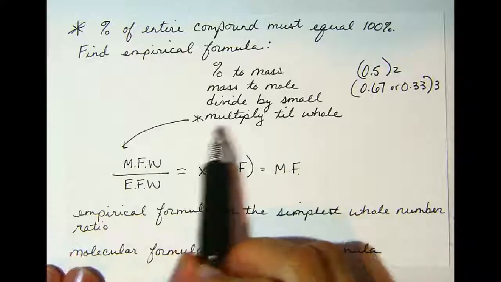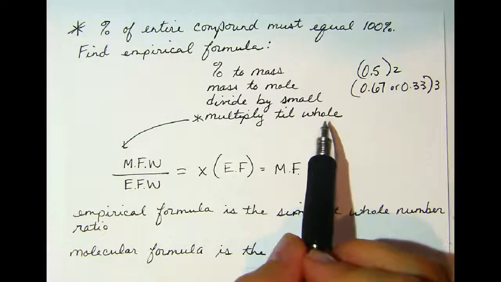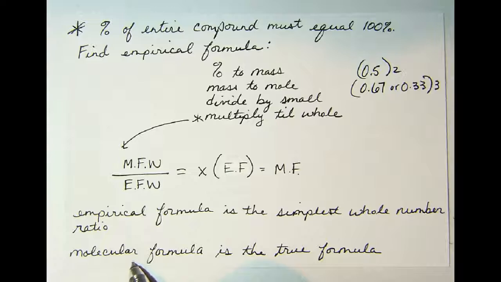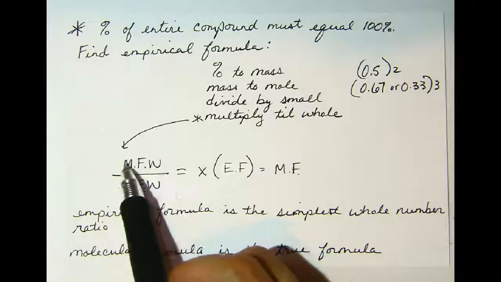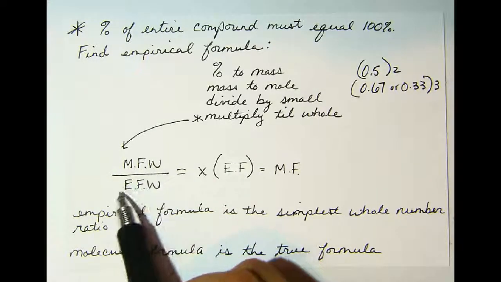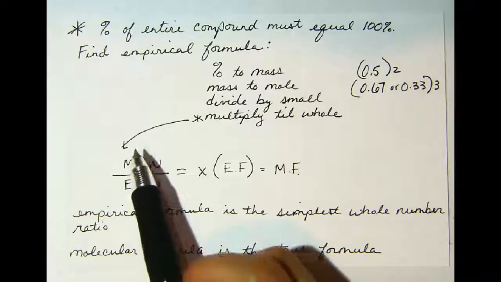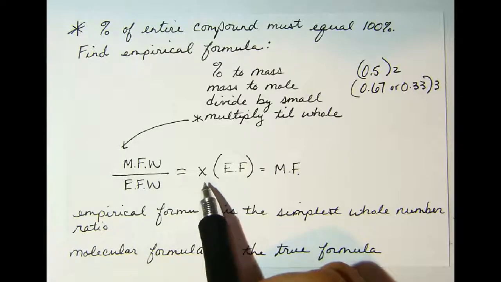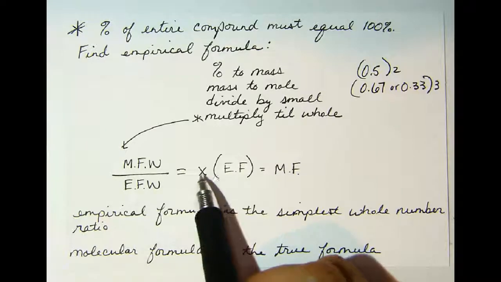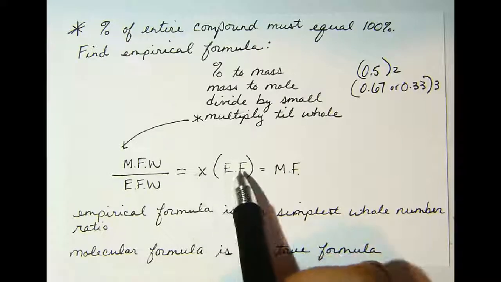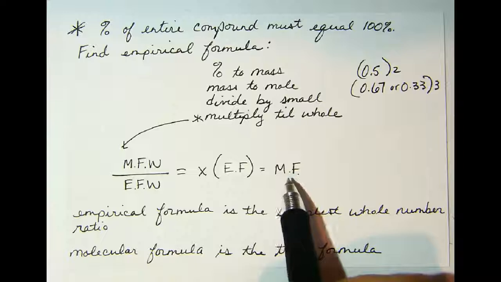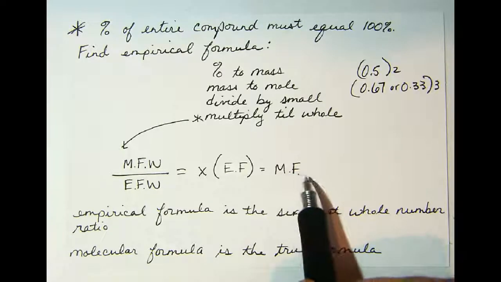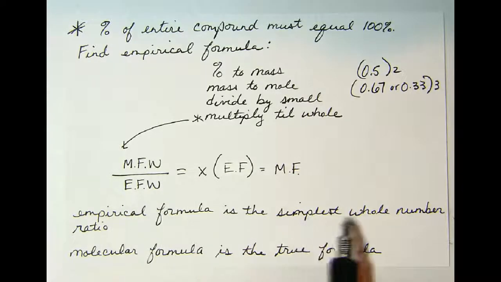To get this last step, multiply till whole, that's how I convert my empirical formula to a molecular formula. And I do it by comparing the mass of the molecular formula divided by the mass of the empirical formula. It's going to be the larger mass divided by the smaller, because you should always end up with an integer of 1 or greater. And then you're going to put that integer here and multiply it to your empirical formula, and that's going to bring your subscripts up to be the correct molecular formula. The empirical formula is the simplest whole number ratio. The molecular formula is the true formula.